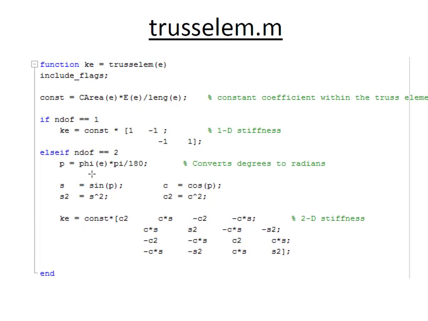cosines and sines. There's a small step to convert the degrees to radians by multiplying phi times pi divided by 180. Then s equals sine p, c equals cosine of p, s2 equals s raised to the second power, and c2 equals c raised to the second power. And this is the 2D stiffness matrix that we have done in class. Now, this conversion can be avoided by using sind instead of sin and cosd instead of cos.